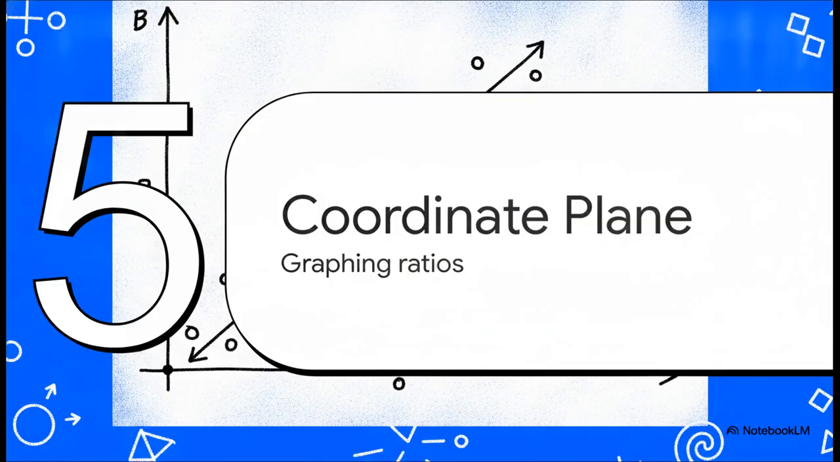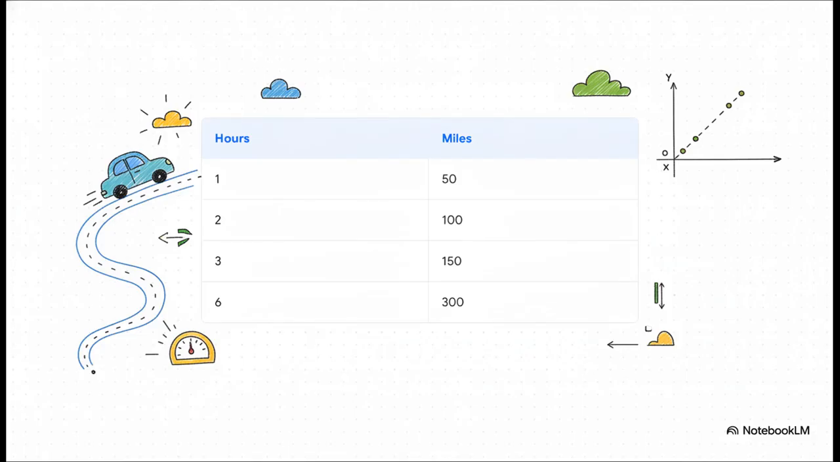Okay, time for the master level of the toolkit. Section 5, Ratios on the Coordinate Plane. Let's map out Margot's family road trip. We are given the starting ratio that they travel 50 miles every single hour. We can immediately organize this into a ratio table, just like we practiced. 1 hour is 50 miles, 2 hours is 100 miles, 3 hours is 150 miles.